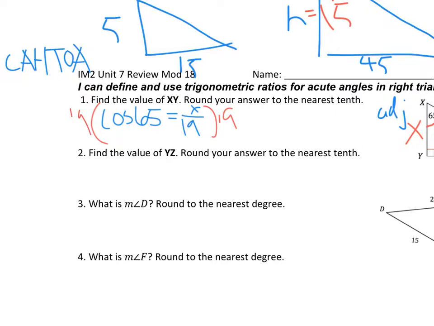So then we get 19 cosine of 65 equals x. Punch that into our calculator, and x equals 8.02. It says round to the nearest tenth, so that 2 rounds down, so we just get 8, or 8.0 if we want to be specific there.